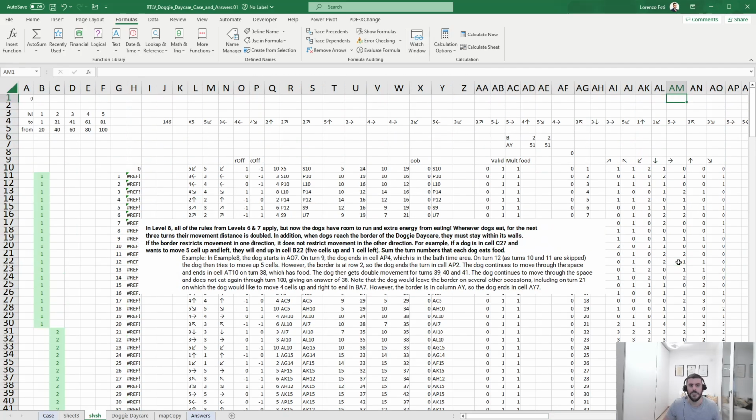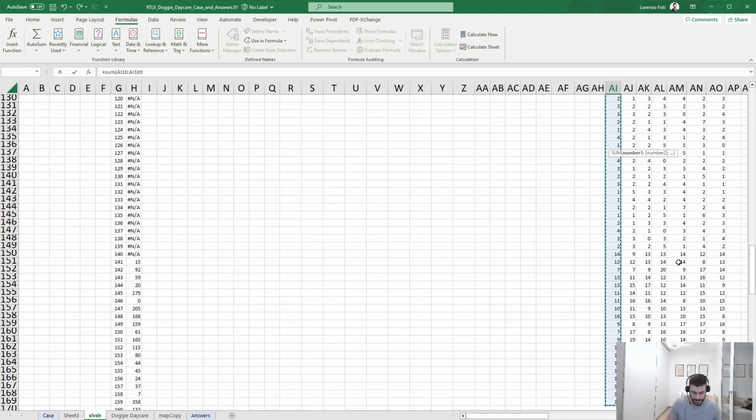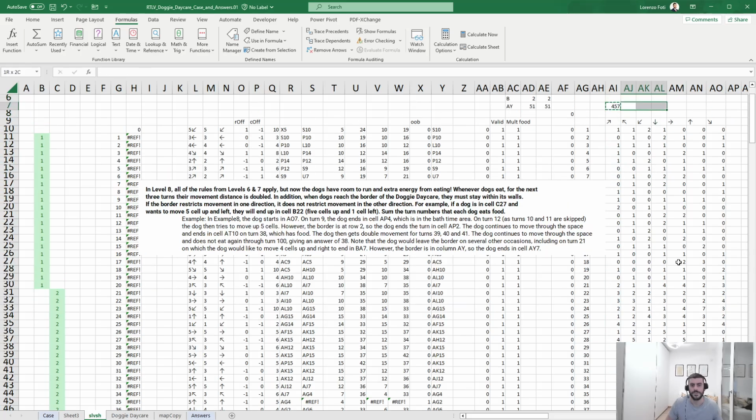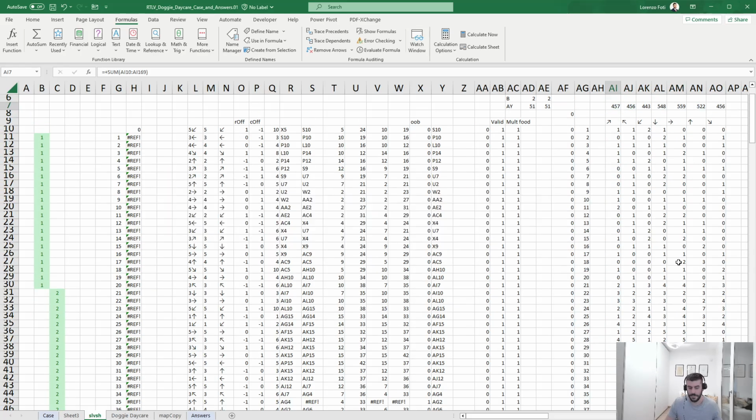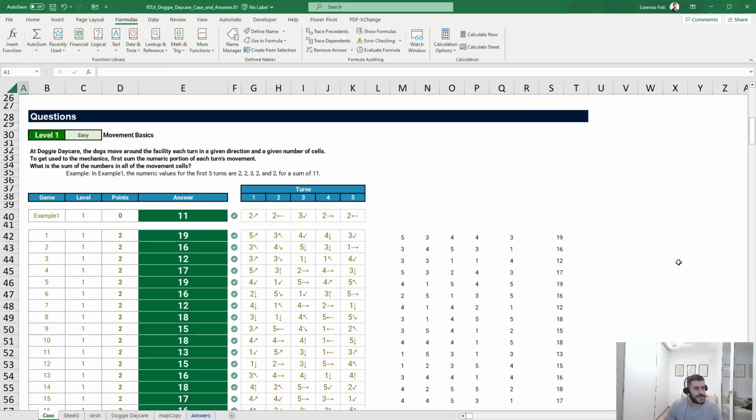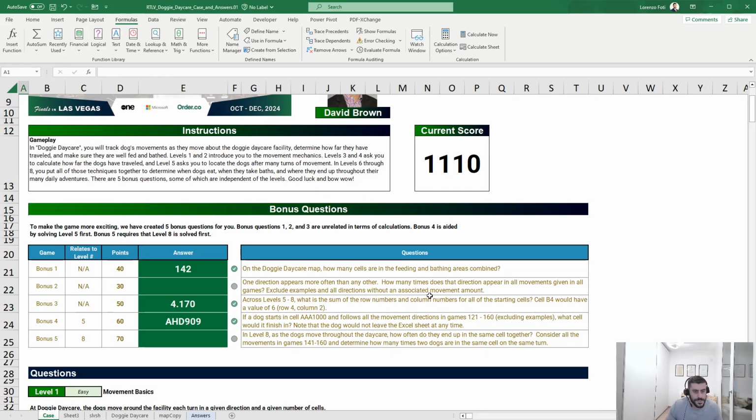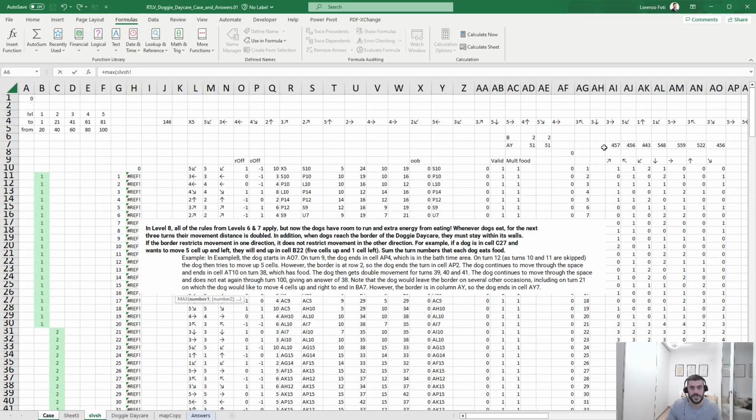Okay, and maybe now I can sum all this thing here. What is the request? How many times does the direction appear on movements? Let's take the max of this.